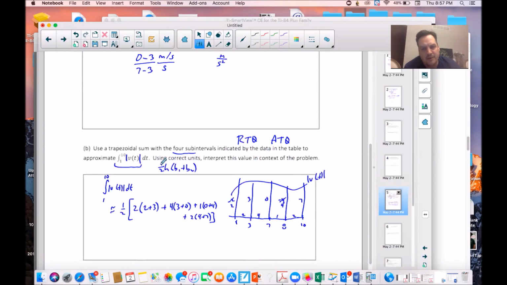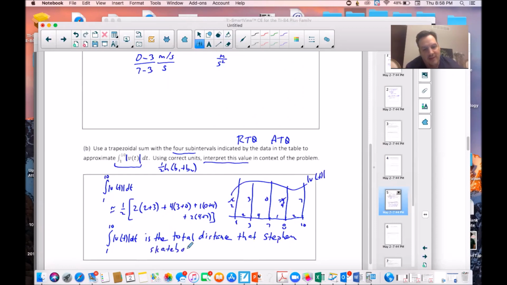So the last part says, using correct units, interpret this value, right? And so what did we do? We integrated the absolute value of velocity. We mentioned that on the last example. This integral from 1 to 10 of the absolute value of velocity is the total distance, right? The integral of an absolute value is a total distance that, and what was our person, was Steven, was it? It was that Steven skateboards.